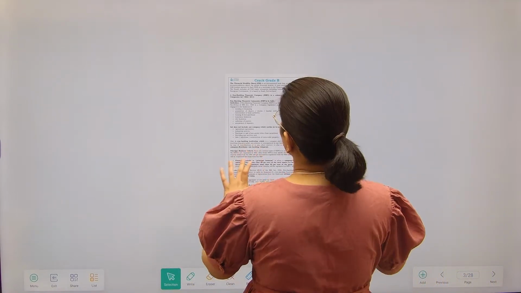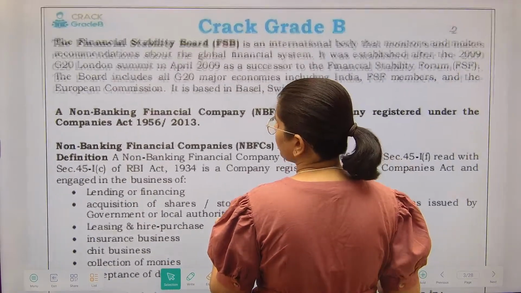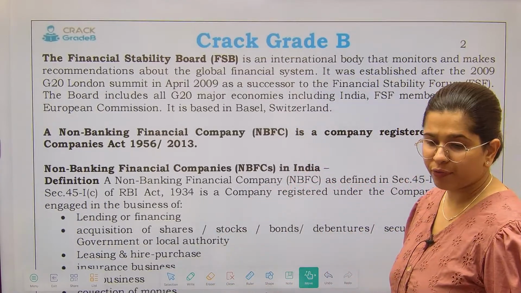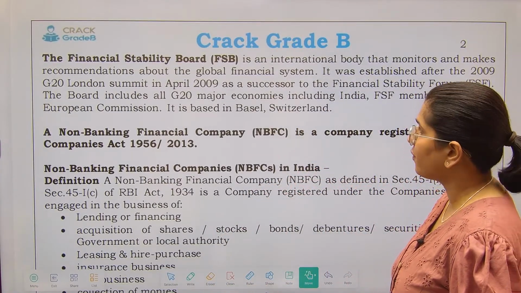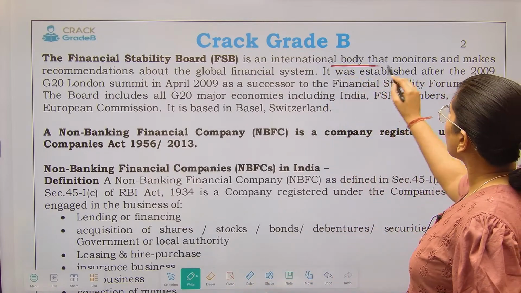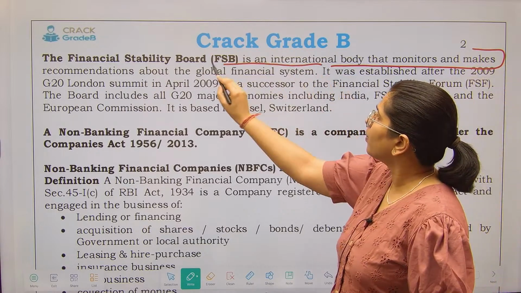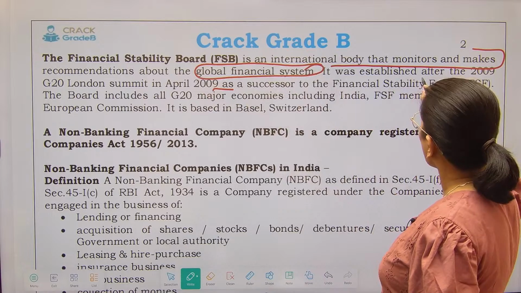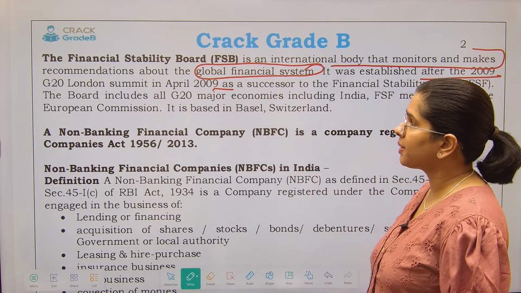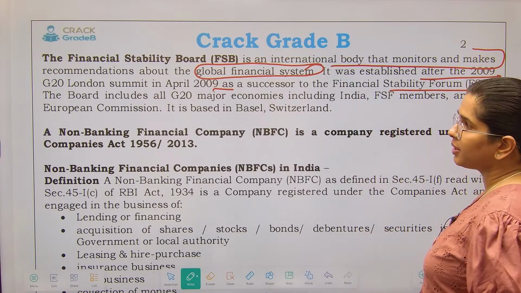Now, what is Financial Stability Board? So it is a G20 related institution. G20, group of 20 countries that we have. So FSB is an international body that monitors and makes recommendations about the global financial system. It was established in the year 2009 after the G20 London Summit in April 2009 as a successor to the Financial Stability Forum.